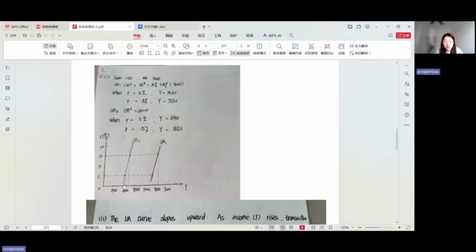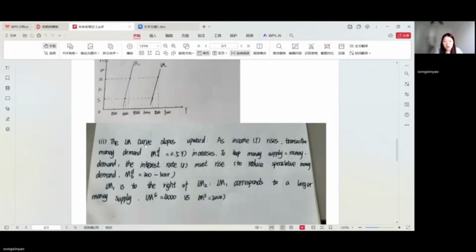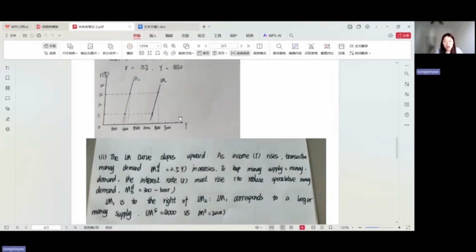In this picture, when R equals 5%, this one is LM1, this one is LM2. LM1 is to the right of LM2.